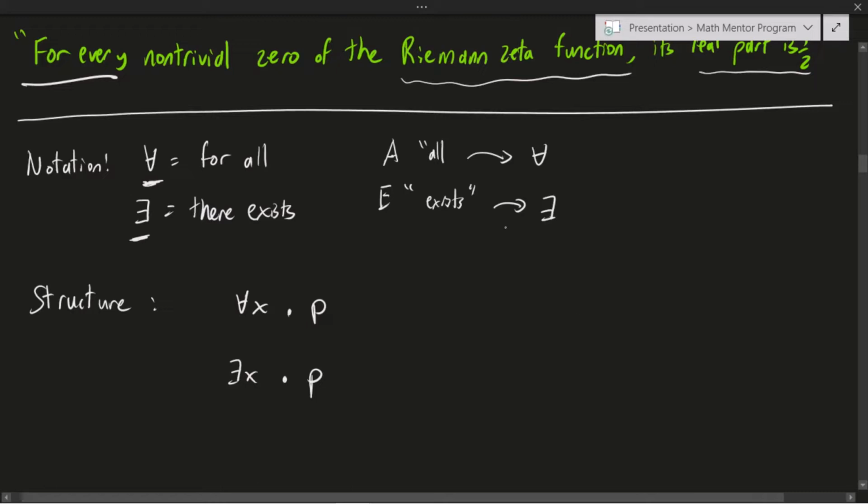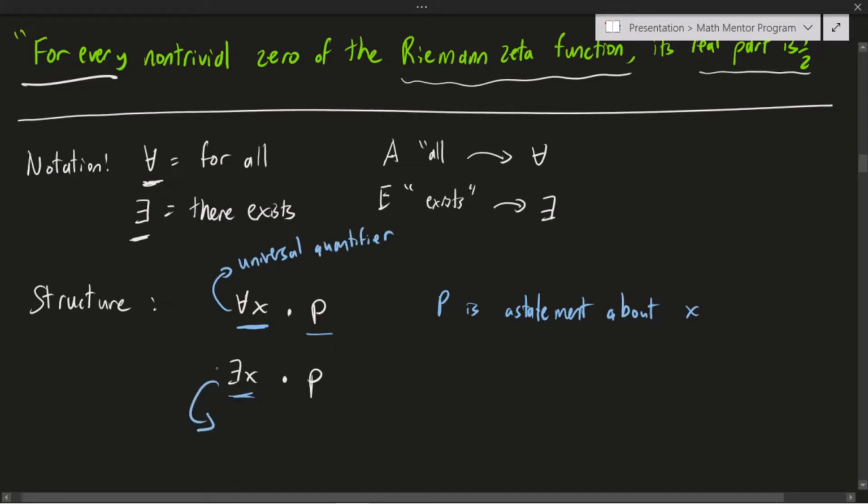The structure of our statements will often look like this. We will say for all x, P holds. Now, P here is a statement about x, and it's the same thing in the existential case, about x. And this here is the exact same thing. We call the for all symbol a universal quantifier because it applies to all x. And we call the exists symbol an existential quantifier.